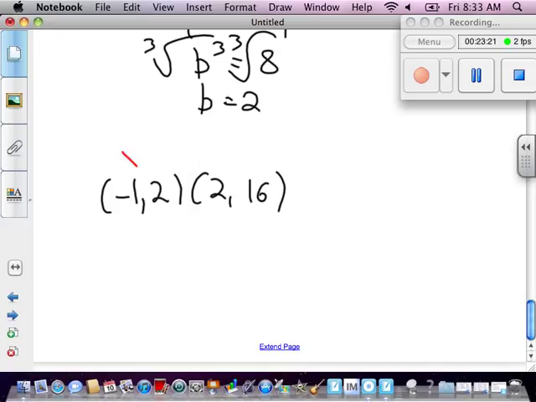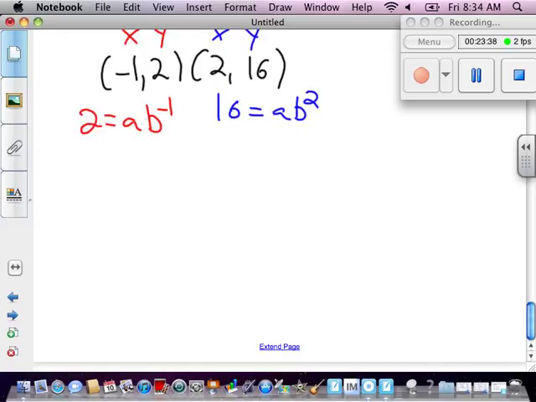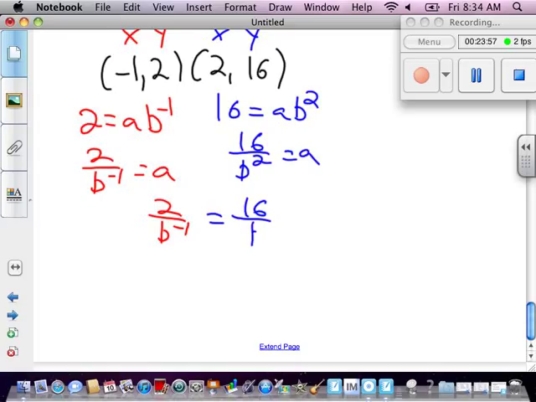Okay, first step, label. Second step, set up our problem. Please don't talk while I'm teaching. Third step, solve for A. Then set them equal to each other. Fourth step, cross multiply.